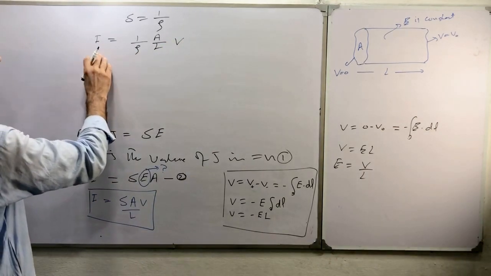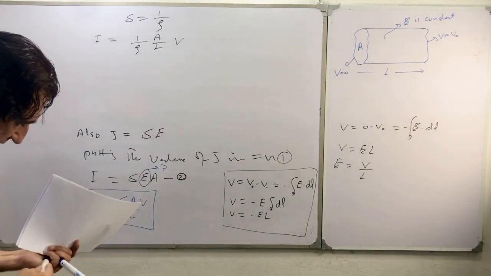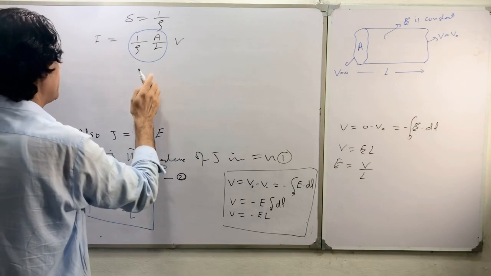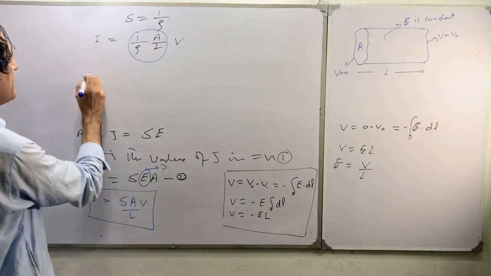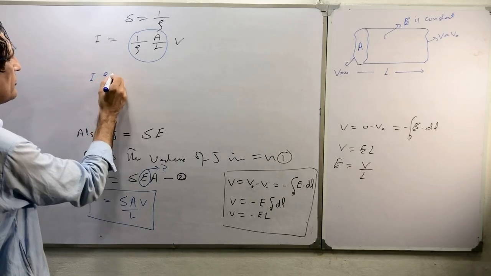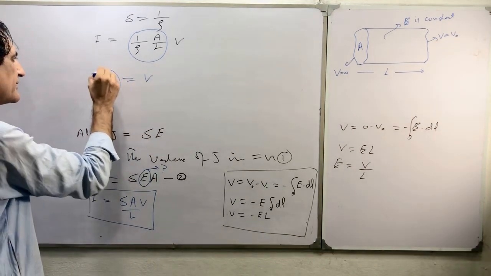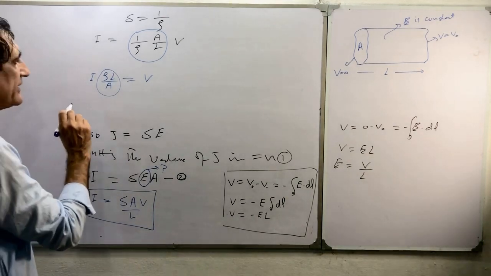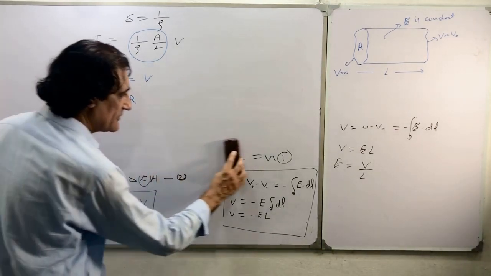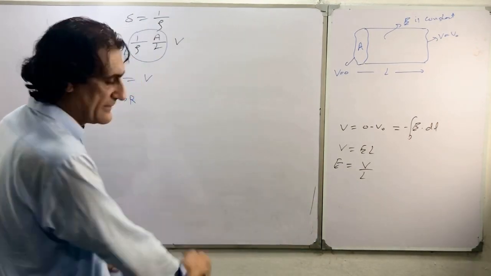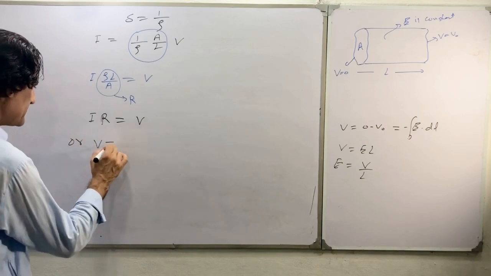So from here, if I take this term and move it from the right-hand side to the left-hand side, then we can get I rho L divided by A, which is equal to V, and this term is equal to R. This is the resistance. So we can say that V is equal to I R.